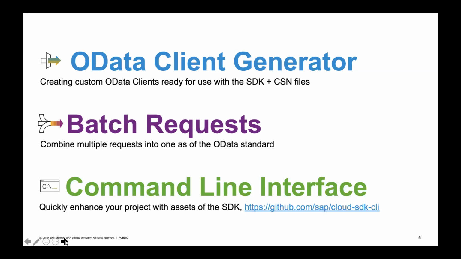Those three features are, first of all, the OData client generator that can be used to generate custom OData clients, or OData clients for services that are not covered by the virtual data model that we deliver currently, which is only for SAP S/4HANA. Then I will show you the functionality of batch requests, which means that you can combine multiple requests into one, as is defined by the OData standard, and how you can use this with the SDK now, which is quite new.